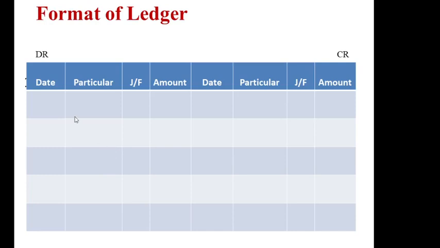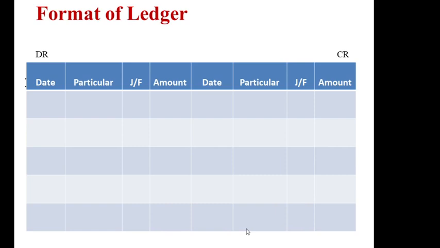Now see, this is the debit side and this is the credit side. What about the debit balance? If the total of the debit side is more than the credit side, whatever remains is nothing but the debit balance. And the credit balance: the total of the credit side is more than the debit side, and after comparing, whatever result comes is the credit balance. So these are the two types of balances, debit balance and credit balance.